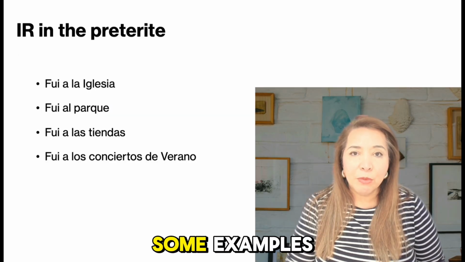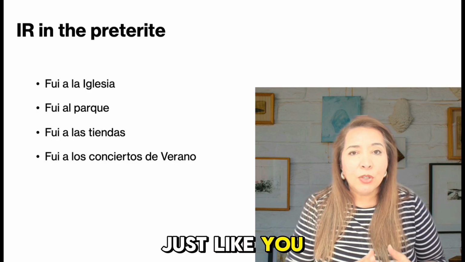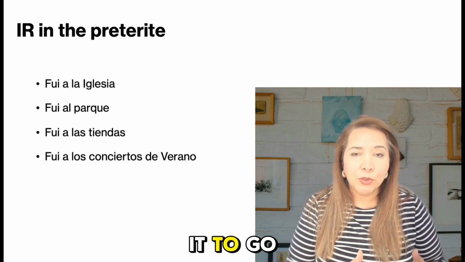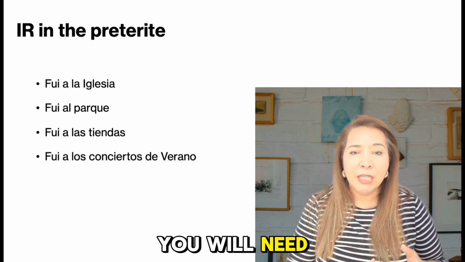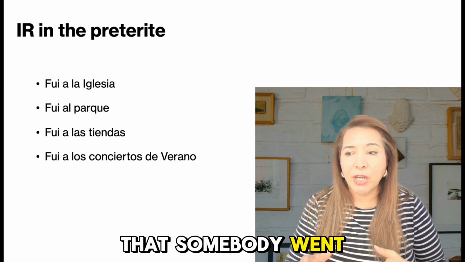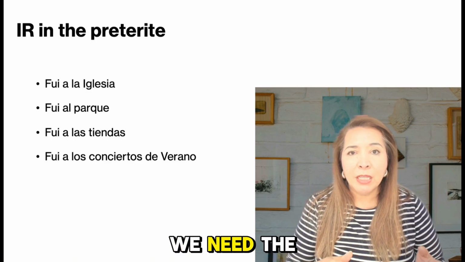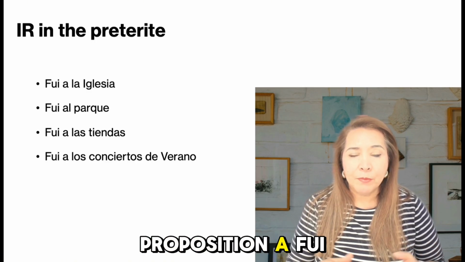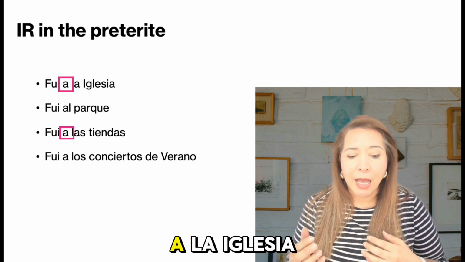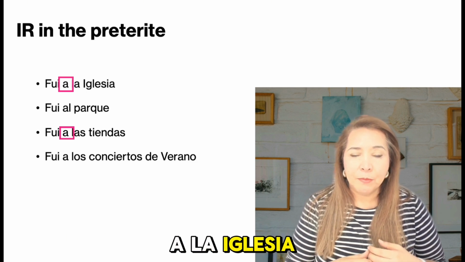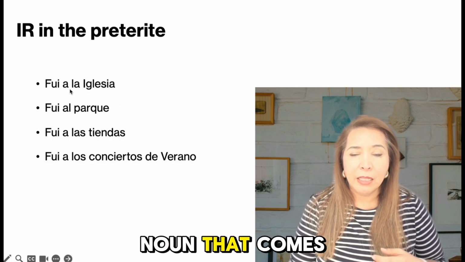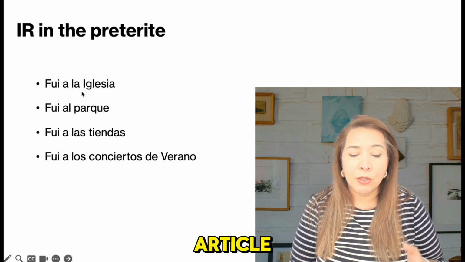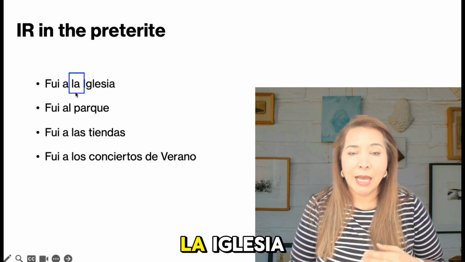Now let's take a look at some examples. Just like you did when you use ir, to go, in the present tense, we use it the same way in the past, meaning when you're saying that somebody went somewhere, we need the preposition a. Fui a la iglesia. And then right after a, you need the noun that comes with its own article. Yo fui a la iglesia.